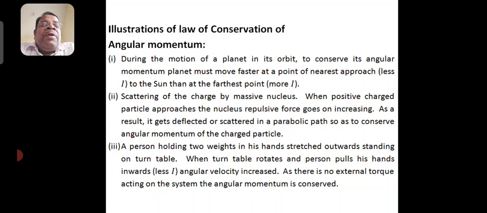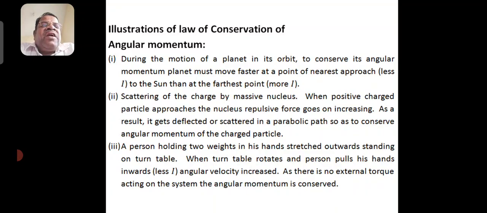When it is away from the sun, it must move with a lower velocity, because its moment of inertia is more, so that the product of moment of inertia and angular velocity is constant.